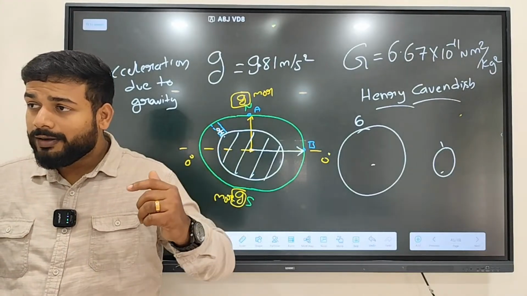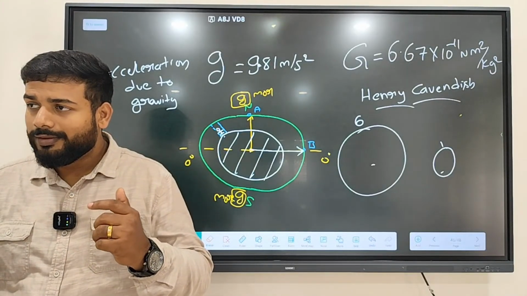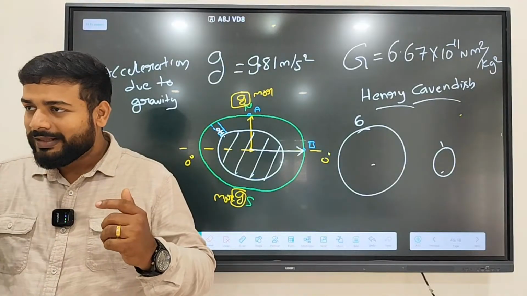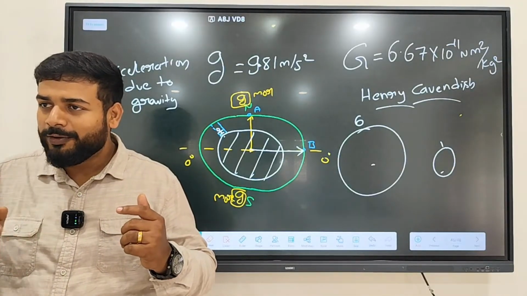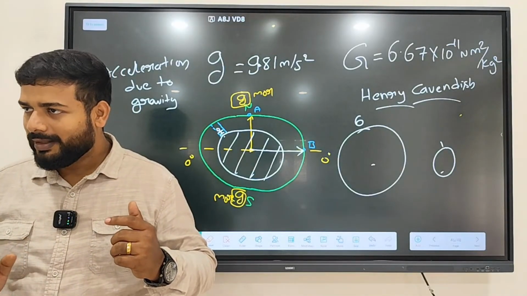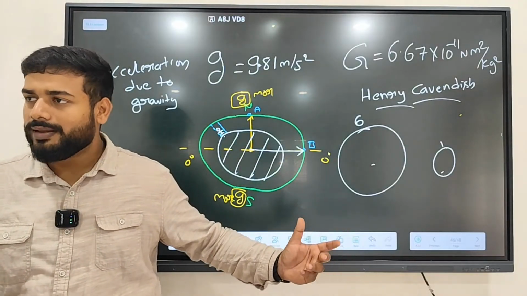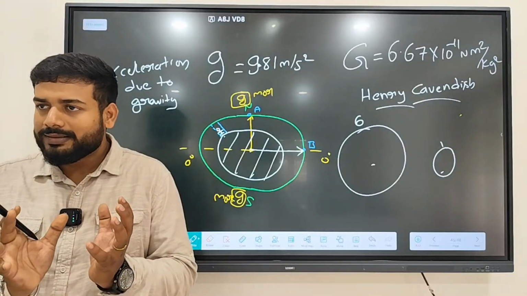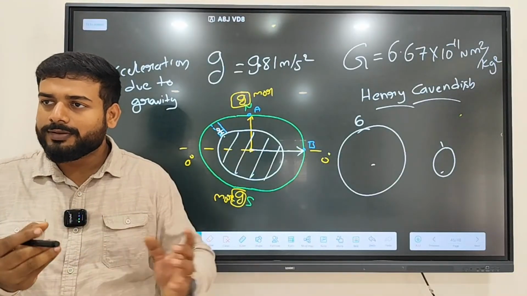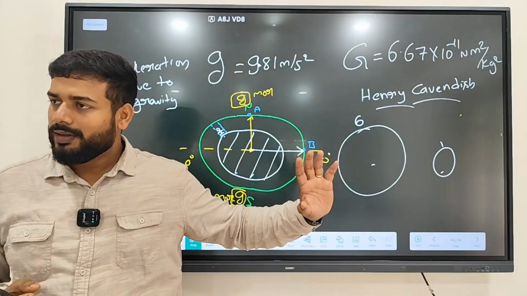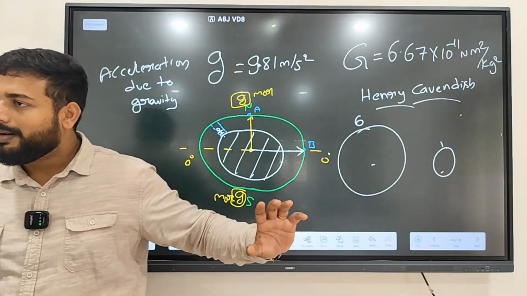When you go deep into the ragi ball, when you go deep into the orange, the effective mass of the orange below you will be less, right? The effective mass of earth below you will also be less here. That's why the mass of the object is reducing. That's why gravitational pull also will be reducing. So your weight will also be less.